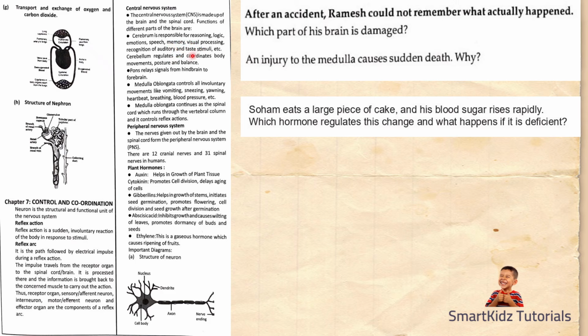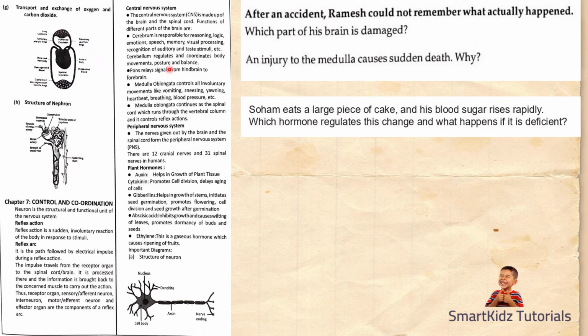Responsible for reasoning, logic, emotion, speech, memory. So that's why I say somebody's speech is affected, somebody's memory is affected, depending on which part gets affected. The cerebellum, on the other hand, which is a small one, regulates and coordinates movement, posture, balance, to stand straight, sit straight, and so forth.